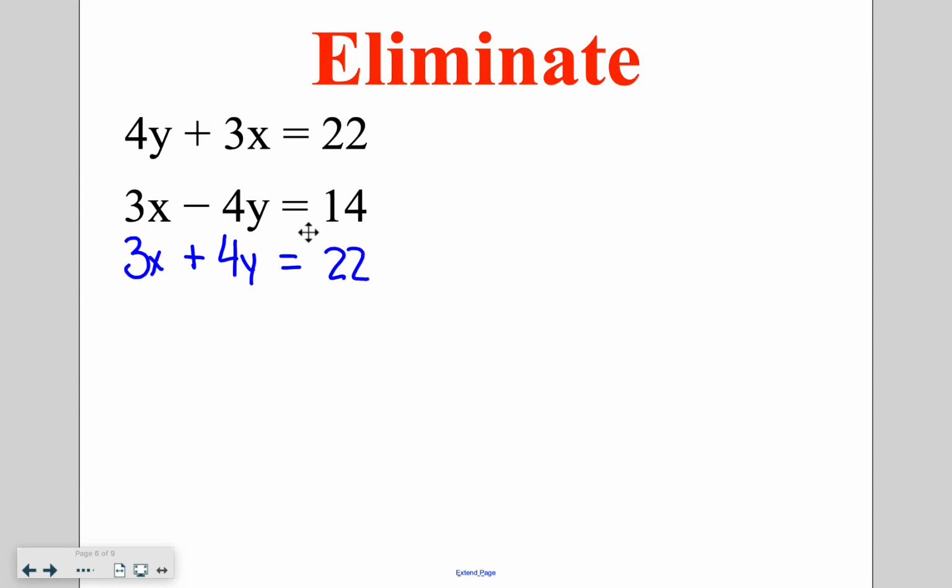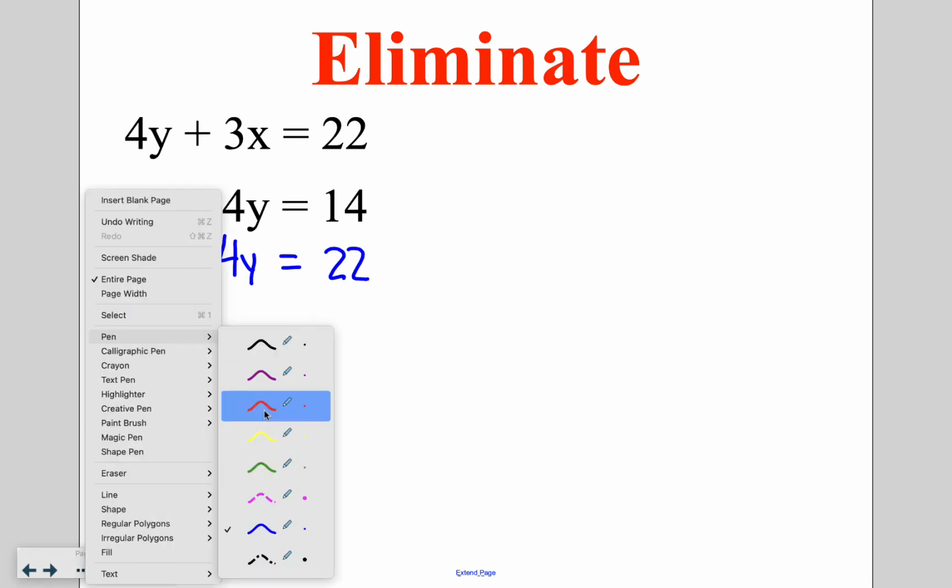That allows me to match up my variables, so now I can look at my coefficients. I can either subtract to eliminate the x's, so 3 minus 3 to give me 0, or I could add to get rid of the y's, negative 4 plus 4.